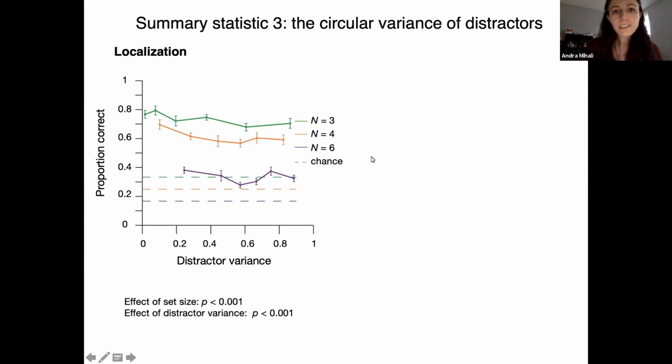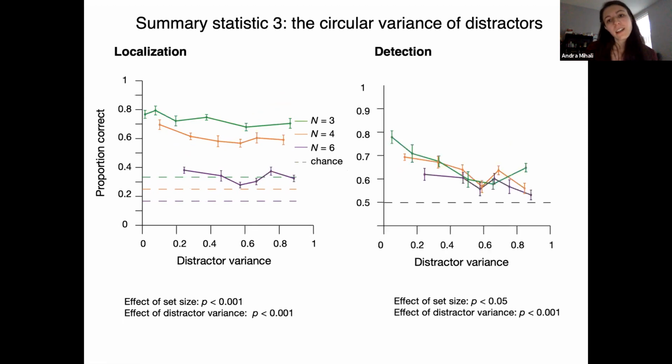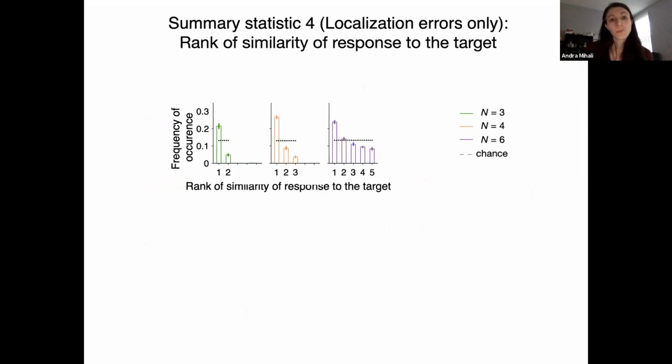Summary statistic 3, the circular variance of the distractors: we see that proportion correct seems to subtly decrease with distractor variance, and we do find evidence for this statistically, and the same in the case of detection. Okay, so what about summary statistic 4? Given that localization errors have rich information, we see that when observers respond erroneously, they tend to choose more frequently distractors that are closer in rank to the target. And these distributions are significantly different from uniform.